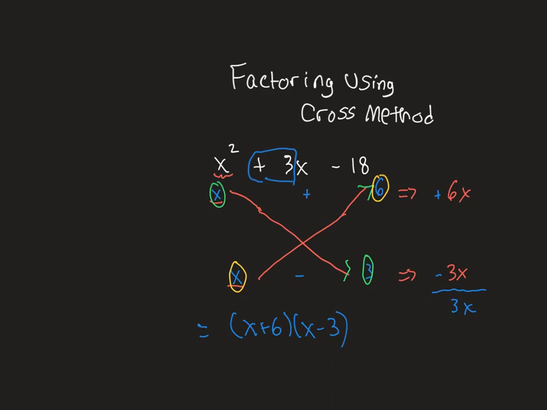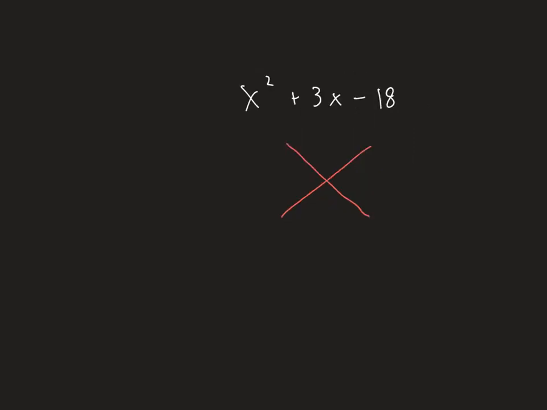So now I'm going to show you what would happen if you picked the wrong factors. Obviously you can't really pick the wrong factors for the x squared because it's always going to be x and x, because x times x is still going to give me x squared. But for the minus 18, you're going to have, let's say, 9 and 2. So we're going to put our arrows. Let's do our multiplications. So x times 9 is 9x. X times 2 is 2x.